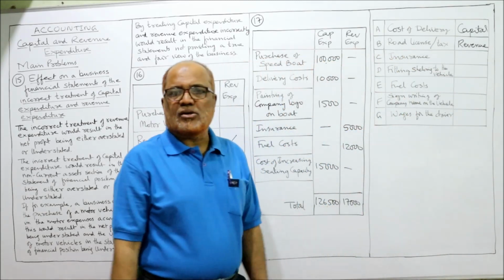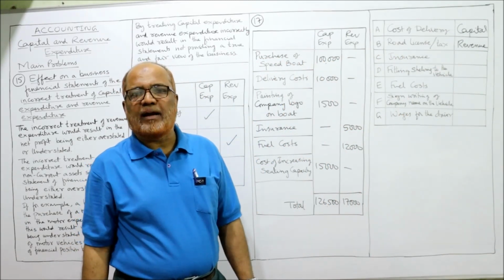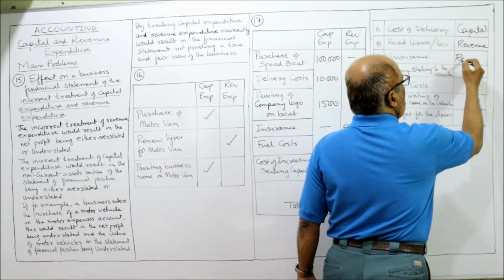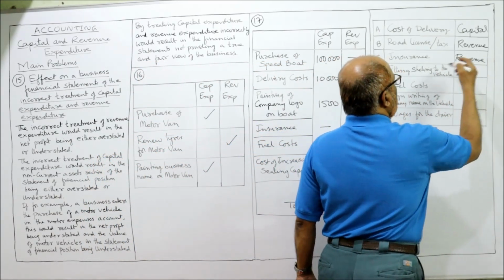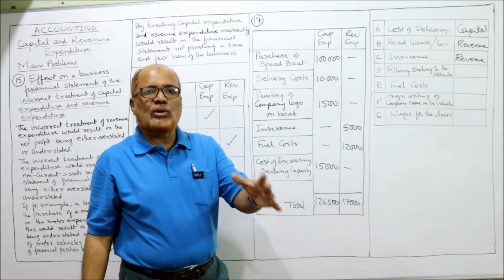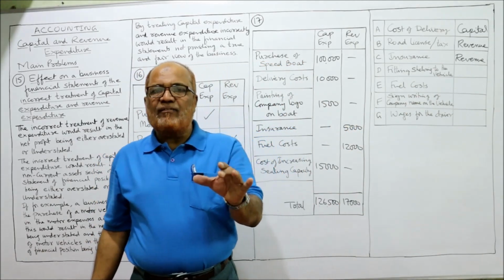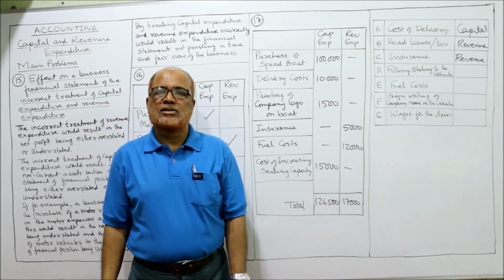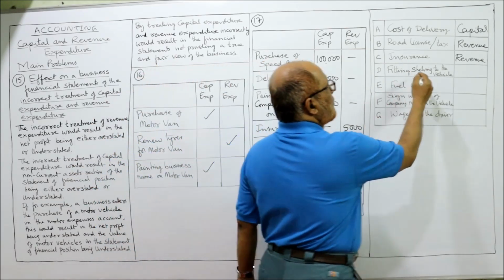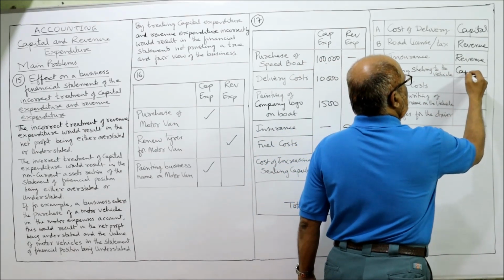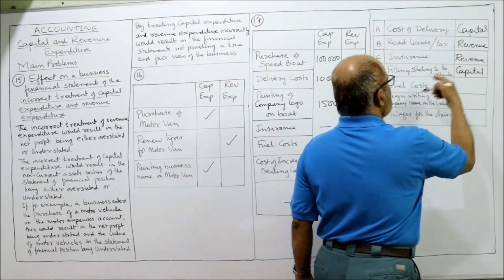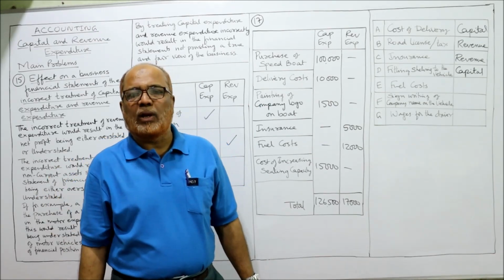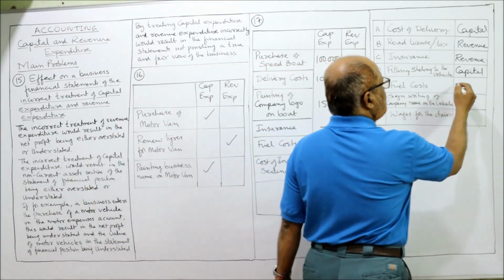Road license and taxes, a revenue expenditure. Then insurance. Already we know, so many problems we have applied. Insurance is a recurring expenditure, revenue. So I am writing here revenue. Next one is fitting shelving to the vehicle. Fitting shelving to the vehicle is an improvement in the non-current asset. So it's a capital expenditure. So fitting is a capital expenditure. Next one is fuel cost. Again and again we have to put the fuel. It's a recurring expenditure, revenue.